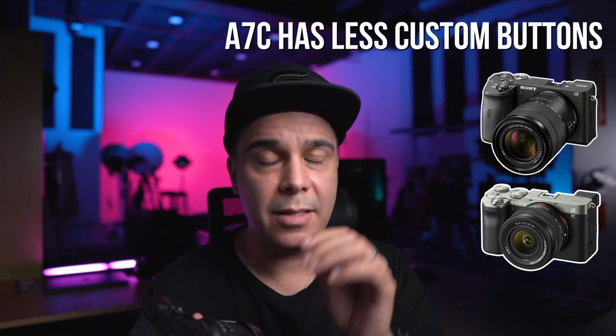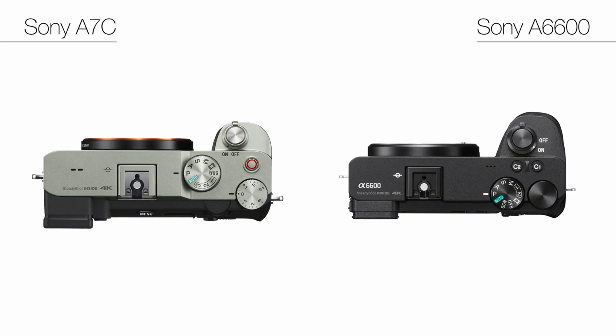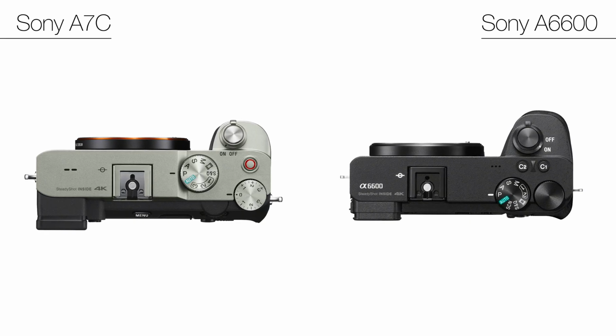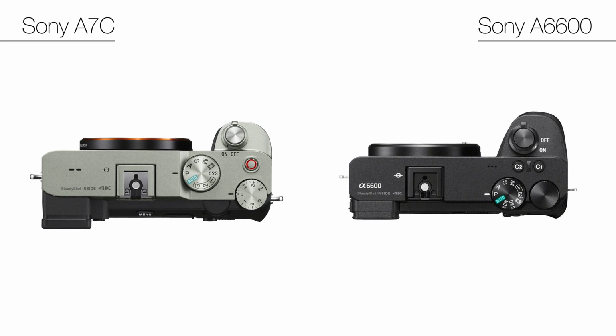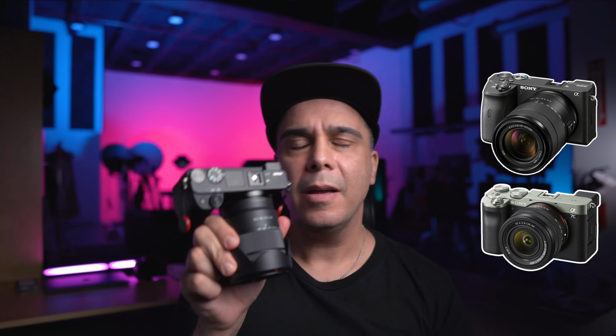When it comes to the buttons and dials on the Sony A7C versus the Sony A6600, you're actually going to have more options on the Sony A6600 because it has more customizable buttons. One of the things you'll notice at a glance is that these two buttons right here on the Sony A6600 are replaced by one single movie record button. The camera that I have right here is the A6400, because the A6600 is filming me right now.